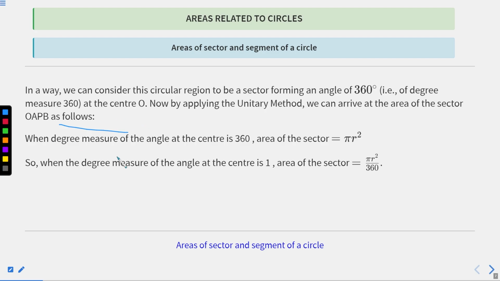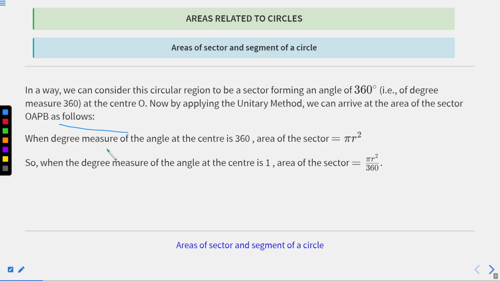When the degree measure of the angle at the center is 360 degrees, then the area of the sector is equal to pi r square. So keep in mind: when the degree measure of the angle at the center O is 360, the area of the sector is pi r square.